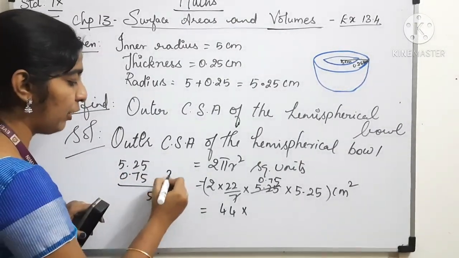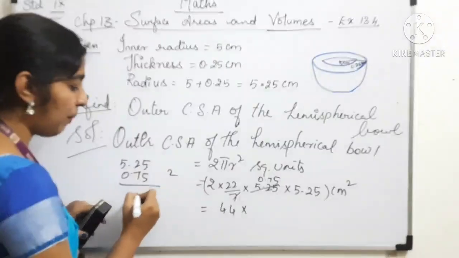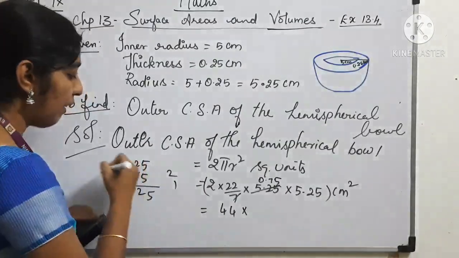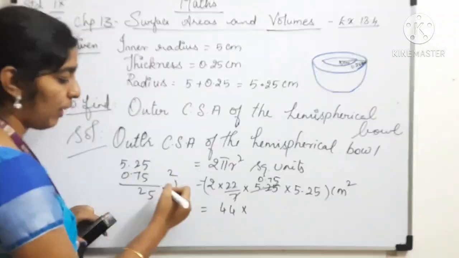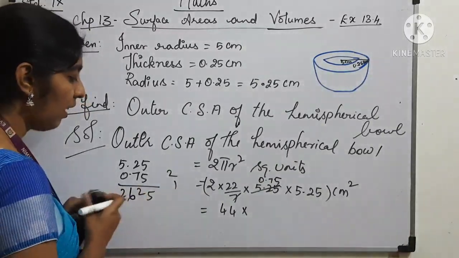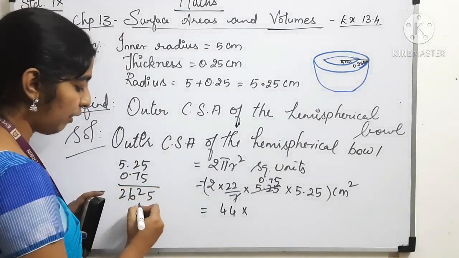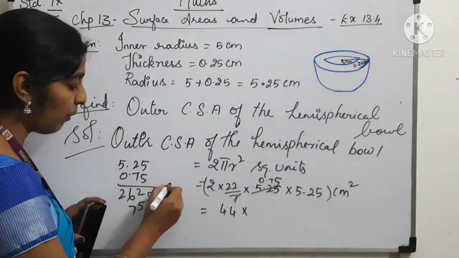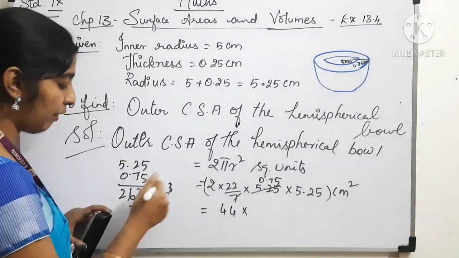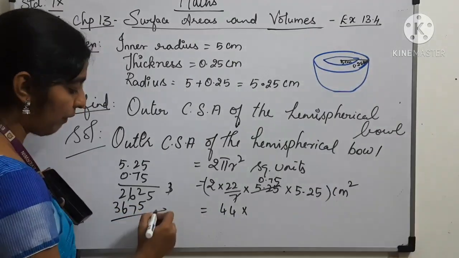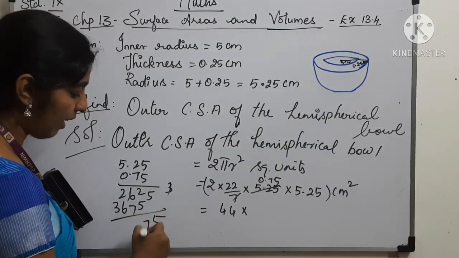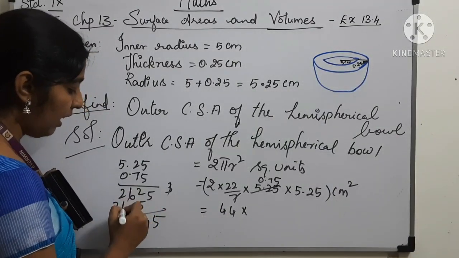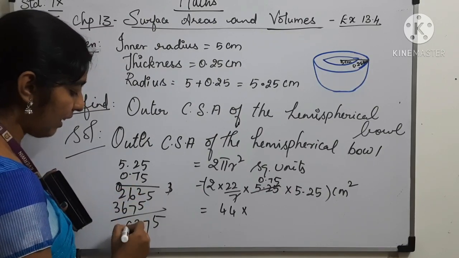5 5s are 25, 2 carry. 5 2s are 10, plus 2 is 12, 1 carry. 5 5s are 25, plus 1 is 26. Now 7 into 5 is 35, 3 carry over. 7 2s are 14, 14 plus 3 is 17, 1 carry over. 7 5s are 35, plus 1 is 36. So when we add this, 5, 7, 13, carry over 1, 8, 9, 3.